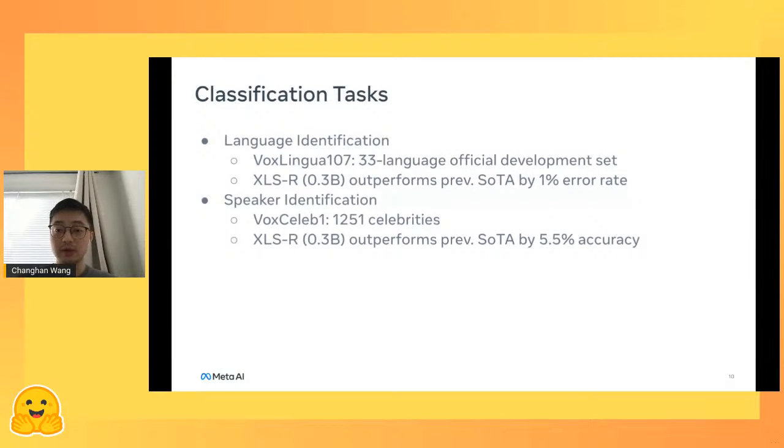Besides speech recognition and speech translation tasks, we also see the benefit of XLSR models on speech classification tasks. For example, on the language identification task, where we test the identification of 33 languages using the VoxLingua107 corpus, the XLSR 0.3 billion model outperforms the previous state-of-the-art by 1% error rate. On another task, the speaker identification task, where we use the VoxCeleb1 dataset to test the identification of around 1,000 celebrity voices, the XLSR 0.3 billion model outperforms the previous state-of-the-art by 5.5% accuracy.